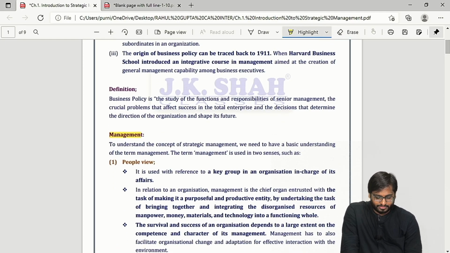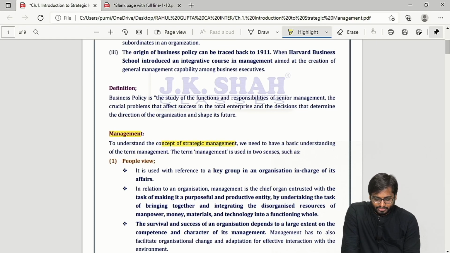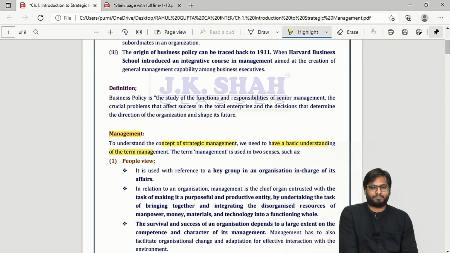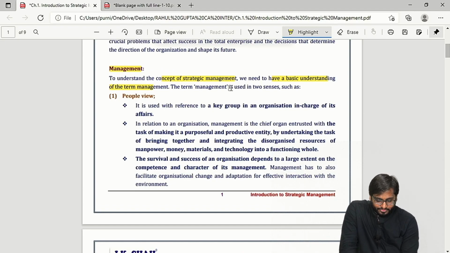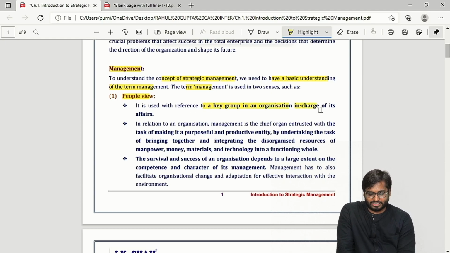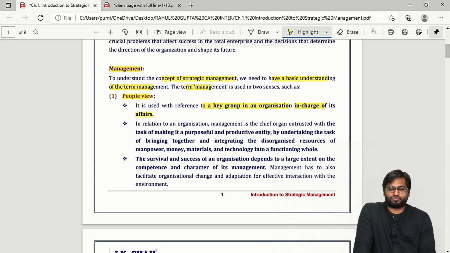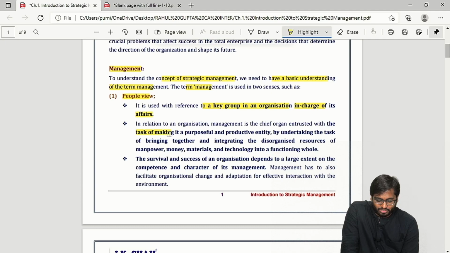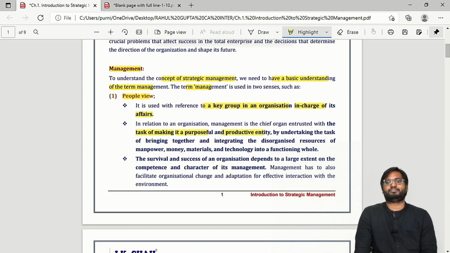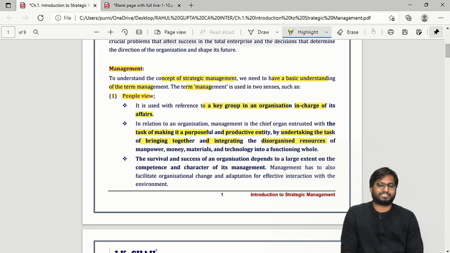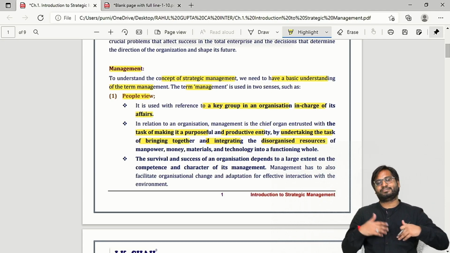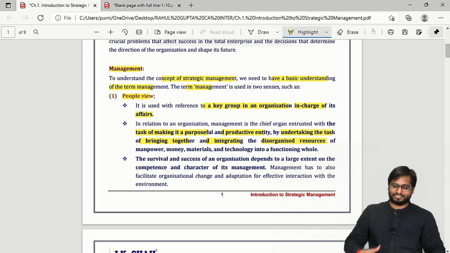Management. To understand the concept of management, we need to have a basic understanding of the term management. Right? Okay. So what is management? It can be understood in 2 ways. People's view, that is a key group in an organization in charge of the affairs. Their task is making the organization a purposeful and productive entity. And how will they do it? By bringing together and integrating the disorganized resources. So all the resources are scattered. Our job is to integrate and collect everything.